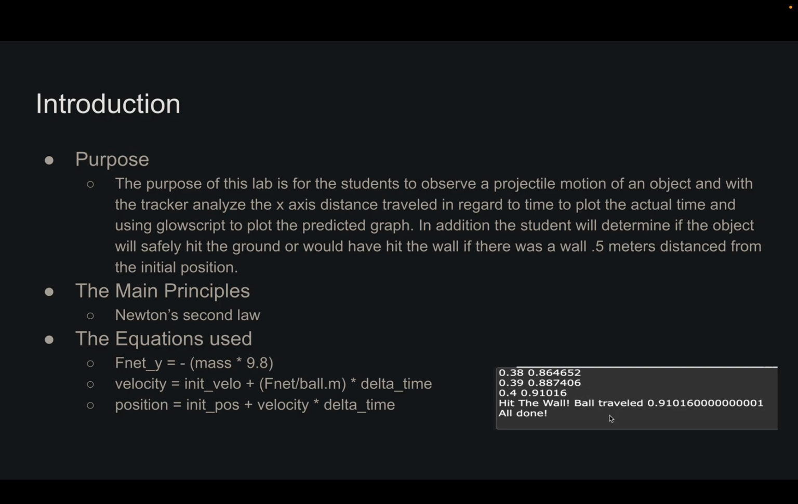And just as a preview of the results of the lab, it does hit the wall if there was a wall at 0.5 meters, because the ball traveled 0.91 meters. The main principle used was Newton's second law, which says net force is equal to mass times acceleration, and the equations used were the net force, which in the y direction is the mass times gravity, and the velocity update formula and the position update formula, which we will discuss further in the coding section.